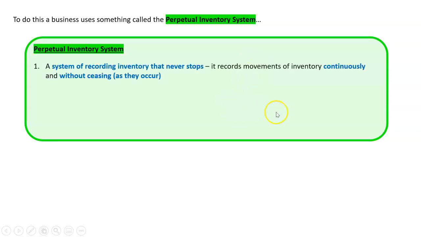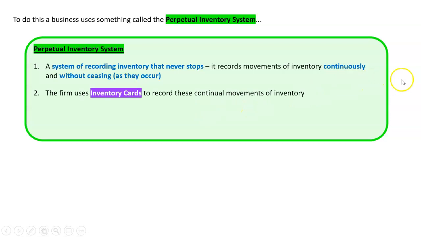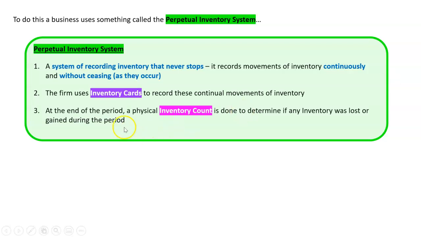The first part is it's a system of recording inventory that never stops. As soon as there's a movement of inventory, either in or out, we record it continuously and without ceasing. That's like those websites. They update automatically once some units come in or go out. Secondly, the firm uses inventory cards to record these continual movements of inventory, and that's what we've been doing. We've been learning how to record all these transactions in inventory cards. And then the third bit, which is what we're up to now: at the end of the period, a physical inventory count is done to determine if any inventory was lost or gained during the period. So that's what we've got to look at.